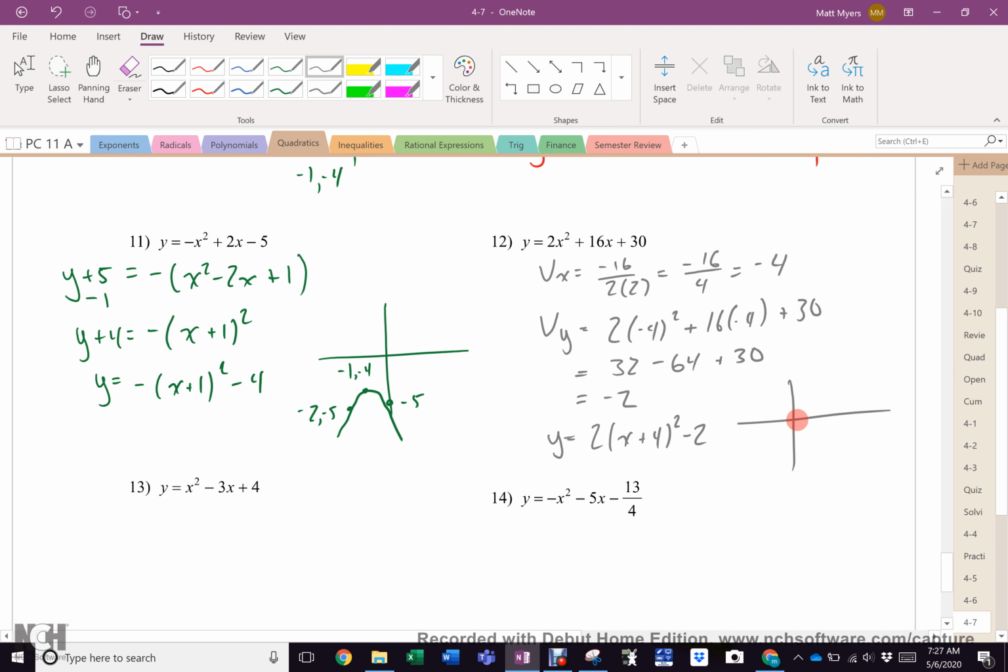Then I graph it. (Negative 4, negative 2). I'm going up now. When I go over 4, I should go up 16. But because it's doubled, I've gone up 32. And when I go over here, 4, I'm going to be at (negative 8, 30). And there's my graph.